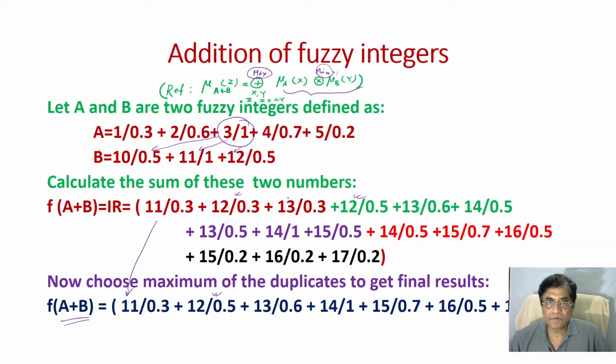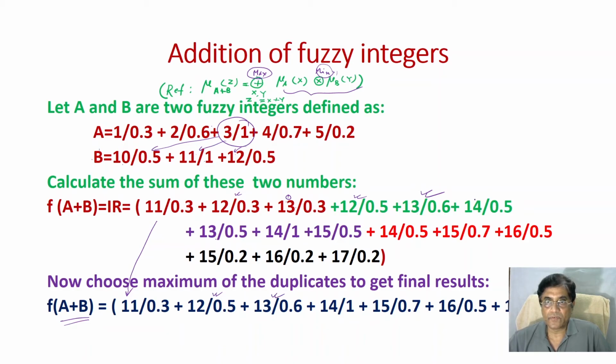13, 1; 13, 2; 13, 3. And then out of these three, whose membership value is maximum? You see 0.3, 0.6, 0.5. So 0.6 stands. So I have included 0.6.